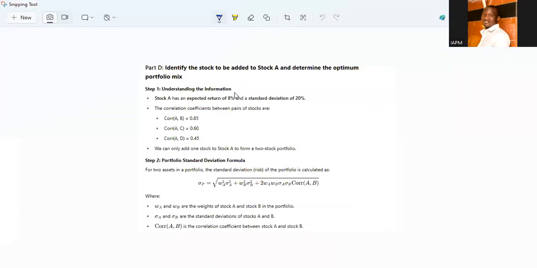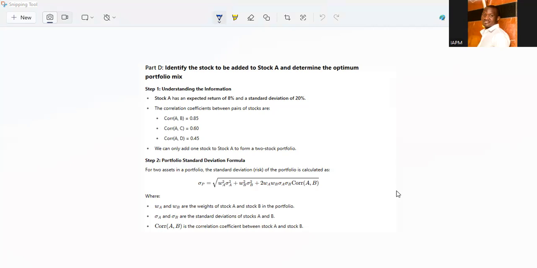So first, we need to understand the information that we've been given. Stock A has an expected return of 8% and standard deviation of 20. The correlation pairs are given as follows. We can only add one stock to A to form a two-stock portfolio. So we know that portfolio standard deviation is given by the weights, variances, plus the correlation term, where these are weights and correlations. Step one. Are we together on that? From our corporate finance, we know that. Yes.